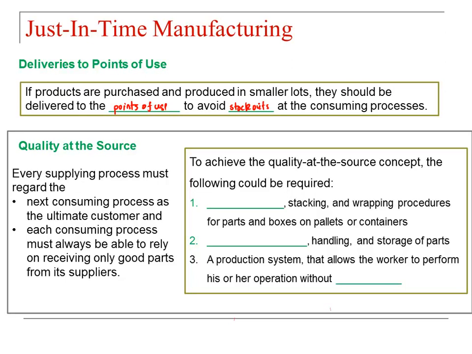So to achieve the quality at the source concept, the following could be required. First, proper packaging, stacking, and wrapping procedures for part boxes on pallets and containers. Two, efficient transportation, handling, and storage of parts. A production system that allows the worker to perform his or her operation without time pressure. So you want to avoid stress also in your facility.